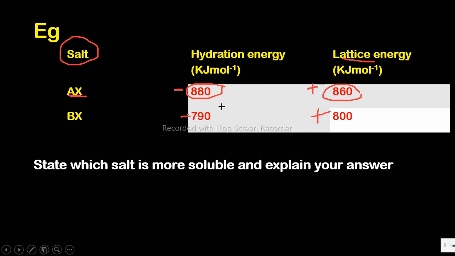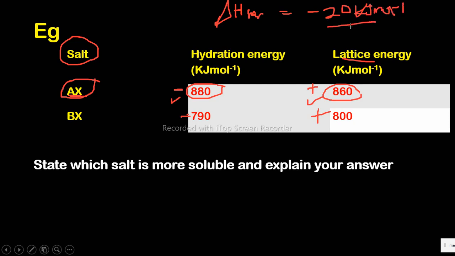So what does that mean? If you are dissolving this salt AX, since the hydration energy is higher than the lattice energy, as you can all see, the enthalpy of solution is going to be minus 20 kilojoules per mole. And since our enthalpy is negative, then this salt AX is going to dissolve with ease.